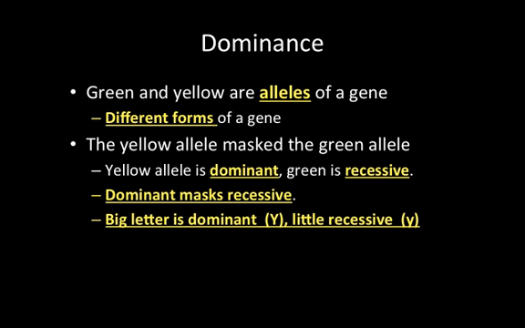So if I have an organism that has one of each, it's going to be yellow. If it has 2 yellow genes, it's going to be yellow. The only way it could be green is if it has 2 green alleles. Remember, if it has one yellow and one green, it's still going to be yellow because yellow is dominant to green. Dominant traits mask recessive. When we abbreviate this, the big letter is dominant. So for example, big Y would represent yellow, and green would be represented by the little y. Dominant is represented by big letters and recessive by little.